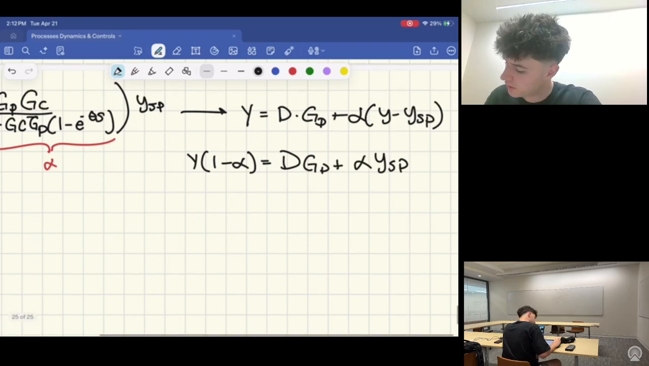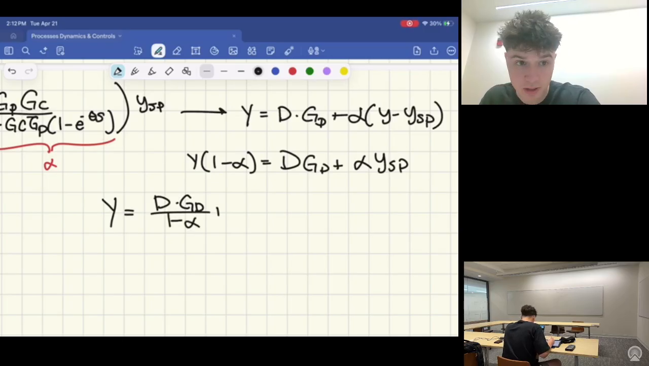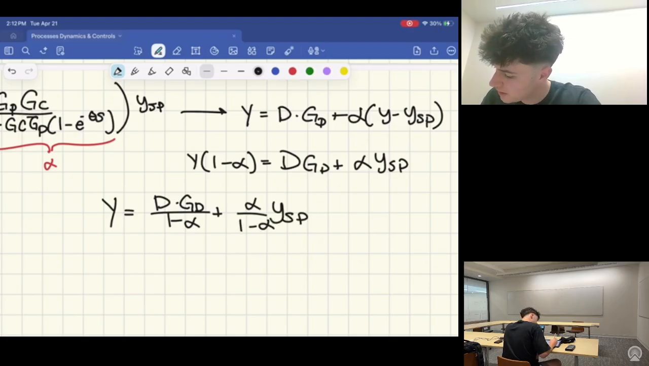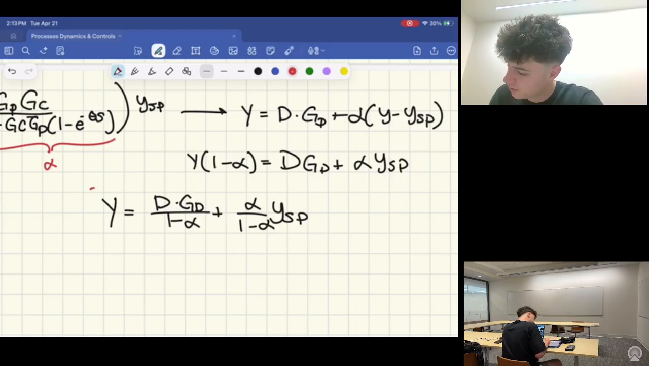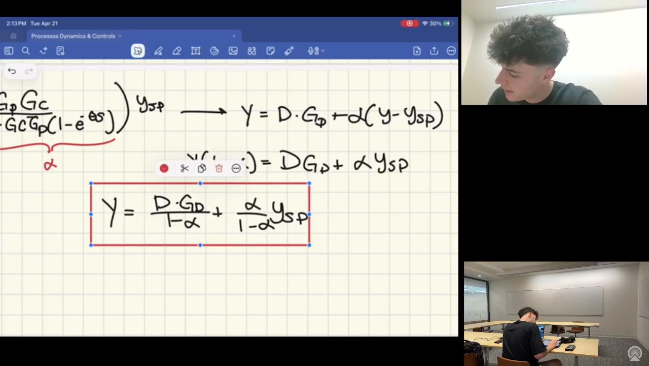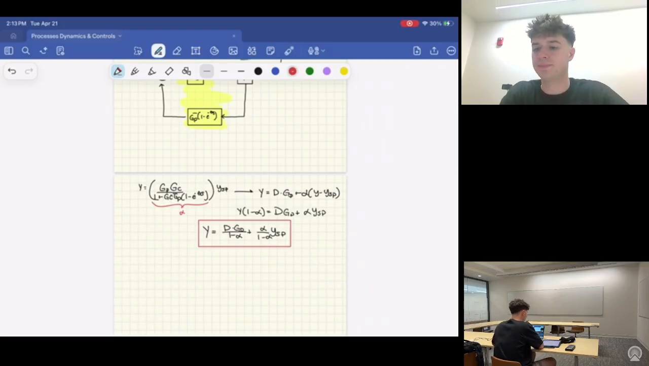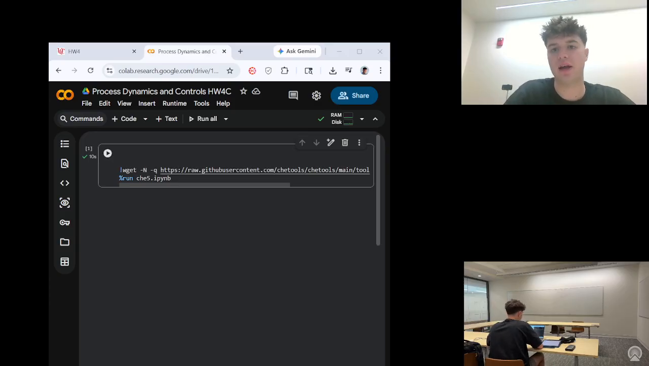And then you arrive at the final equation after you substitute in, and you get y equals d times gd over 1 minus alpha plus alpha over 1 minus alpha times YSP. And so this is the final derived equation that we have been looking for. And now we're going to be able to go into Colab and use this equation to run our simulations. So let's begin coding. I have Colab here, and as you can see, I've already imported the libraries.